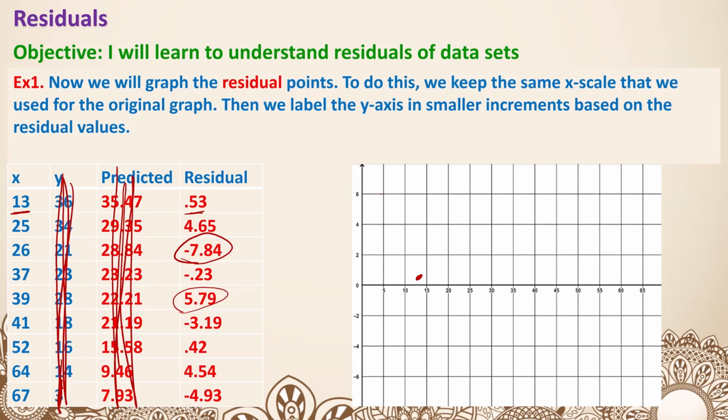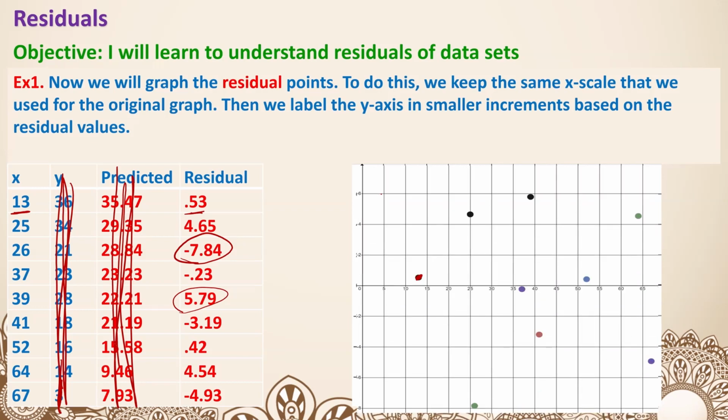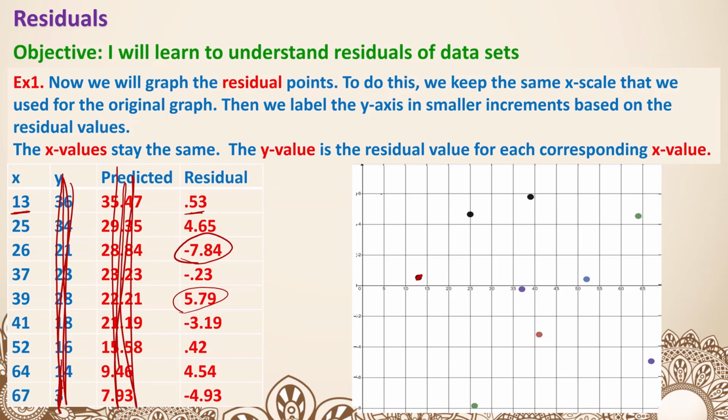Here you go. Hopefully you have finished. Here are the points. These are the 9 points that we got. And here's the word description of what we just did. The x values stay the same. The y values that we're trying to plot are going to be the residual values for each corresponding x value. There you go. And this is a residual plot.